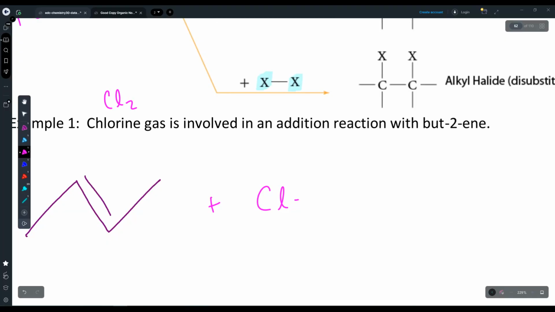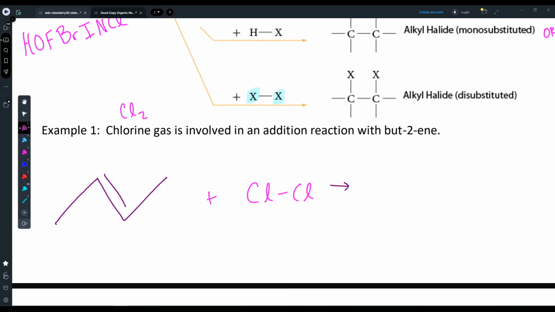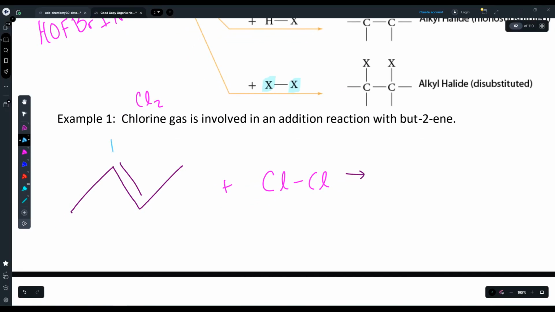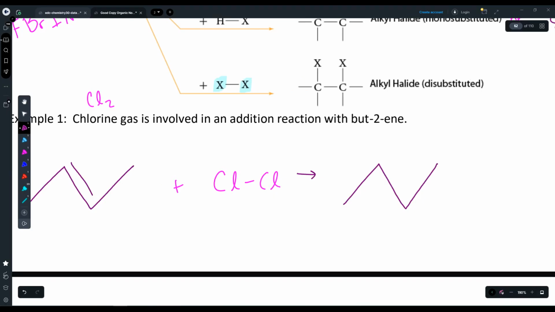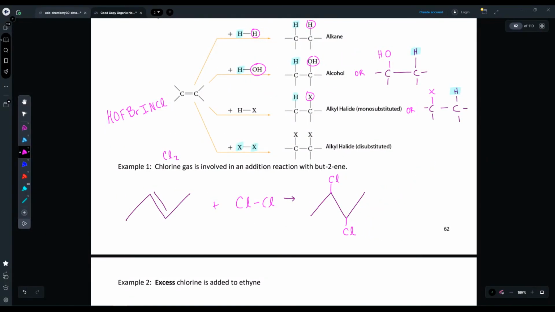Okay, so I'm going to draw chlorine just like so. And then we're just adding the chlorine to either side of this double bond. So what that's going to look like: 1, 2, 3, 4. Actually, I'm going to draw that a bit better. There we go. And then here are our chlorines. And then our double bond becomes a single bond because we added in the chlorines using this second bond there. Okay, and then that's done.